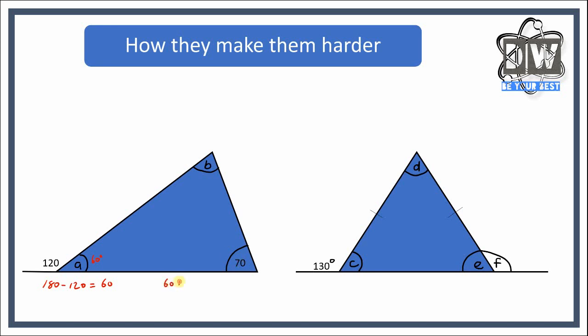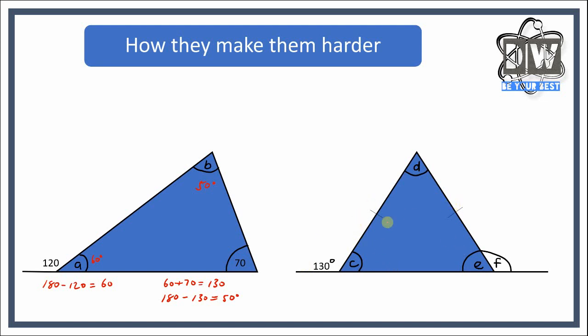So 60 plus the 70 equals 130, and then we've got 180, take away 130, and that gives me my 50. All right, so there that would be 50. Now to give you a little bit of a helping hand, you can do the same thing here.